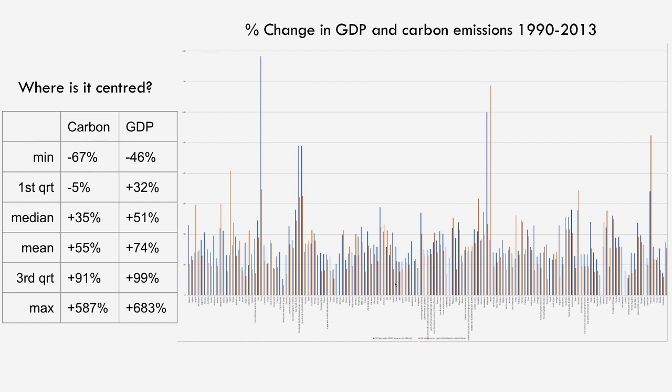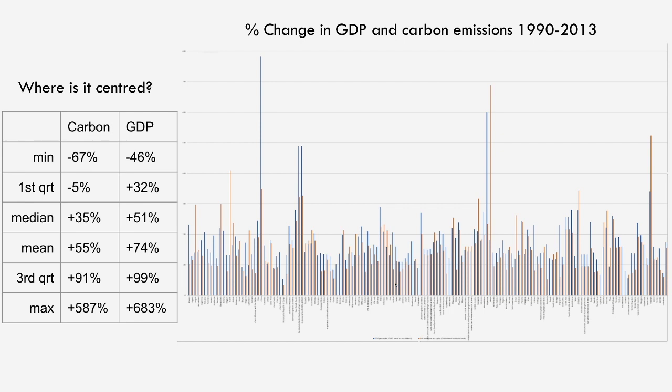The median and the mean, it's interesting to look not only at what they are, so plus 50% GDP over 23 years is about normal for this data set. And for carbon, a growth of about a third in carbon emissions is normal. That gives you an idea of the scope of the problem of actually substantially tackling climate change, that over a 23-year period, most countries put on at least a third.